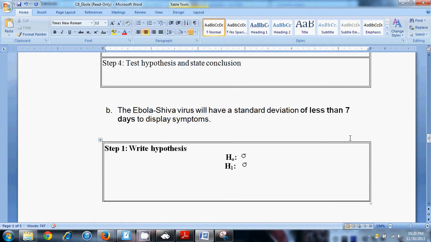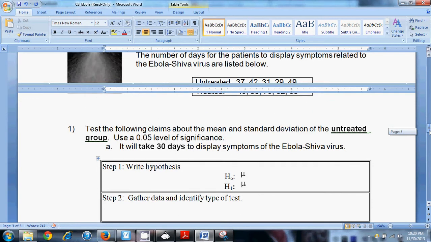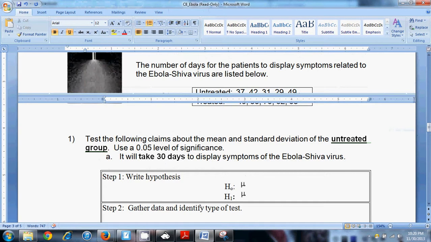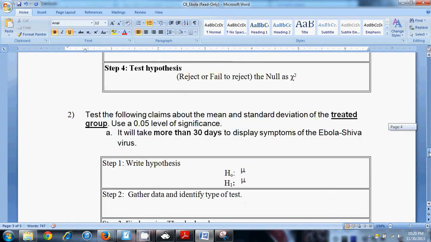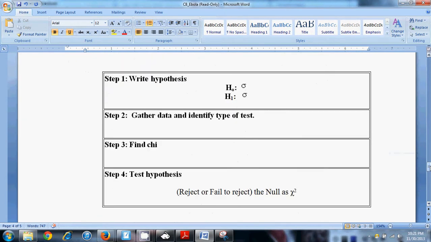And this one, it will be less than 7 days to display symptoms. This first one was it will take exactly 30 days, 0.05 significance level. And then you're just going to repeat that for the untreated for the next part. So go back through, take your treated out, put your untreated in, put that treated in, do your t-test again, mark down the new S of x value so that you can do that over here.